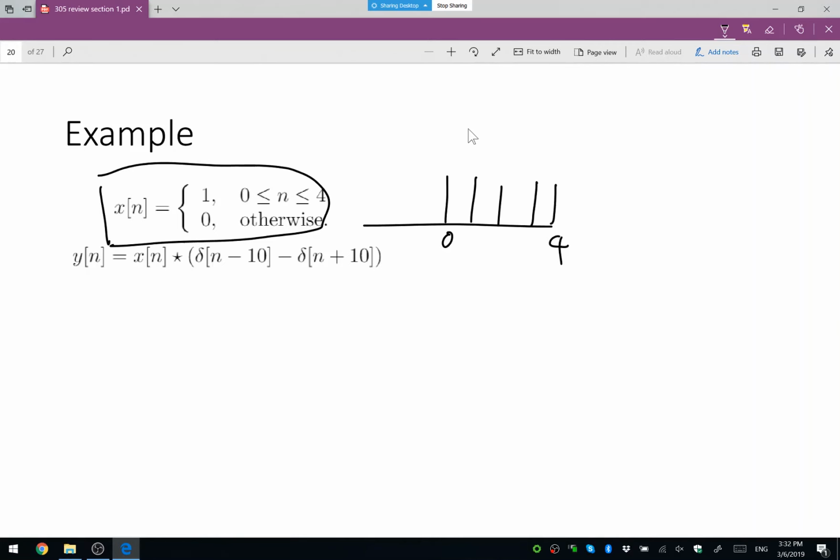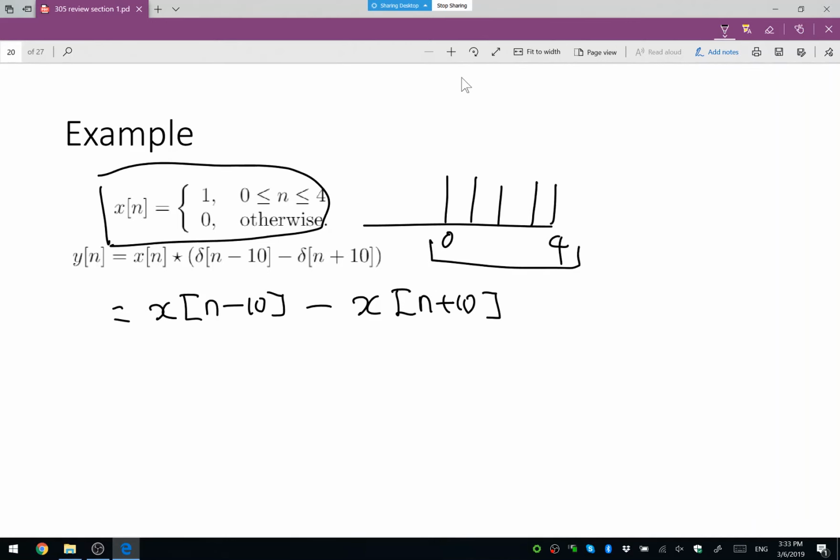Well, this will be first shifted by -10. So here I have x itself shifted by -10, and minus, copy that minus here, and we have x(n+10). And then you can plot that. Remember, this is just shift, no flip.